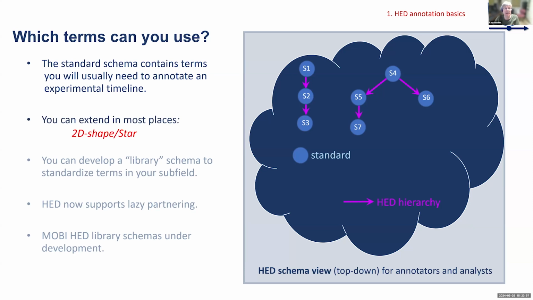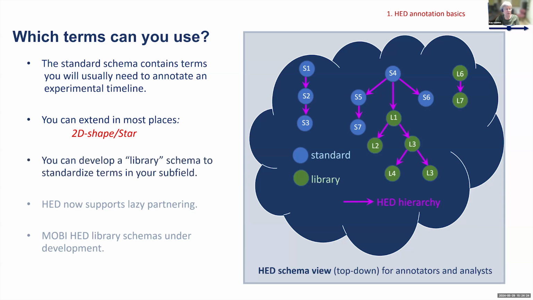So you can extend those tags in most places. For example, we have 2D shape, but if you want to annotate a star, we don't have a star in our vocabulary, but you can write 2D shape/star, and searches will still pick up 2D shape. Now, beyond that, there might be a lot of other things you want to put in.